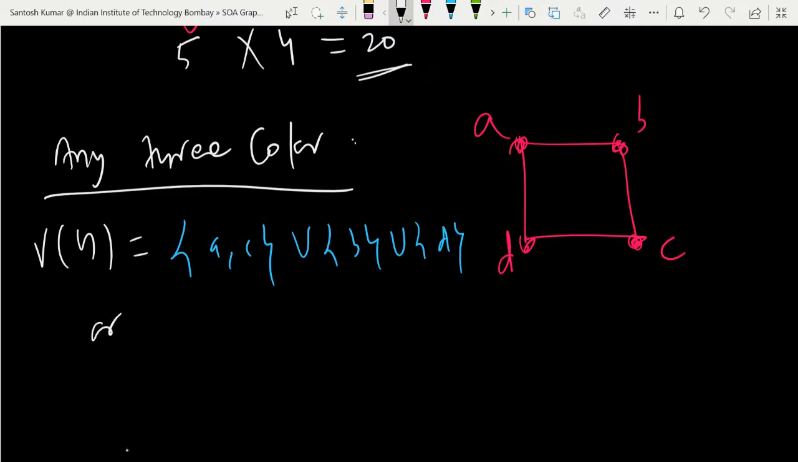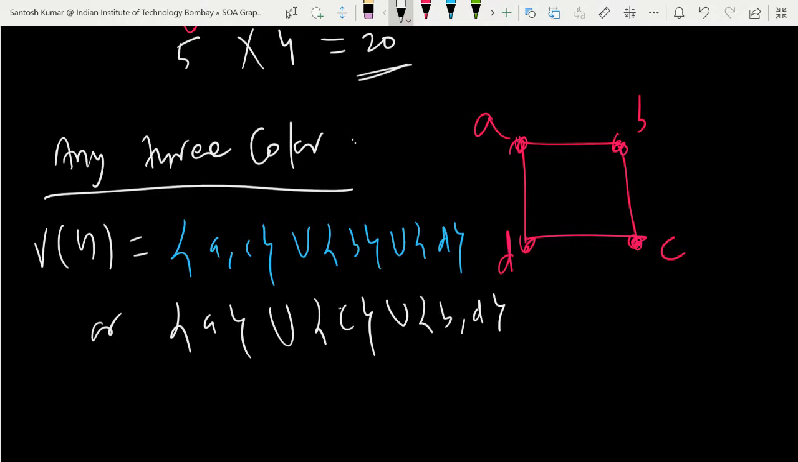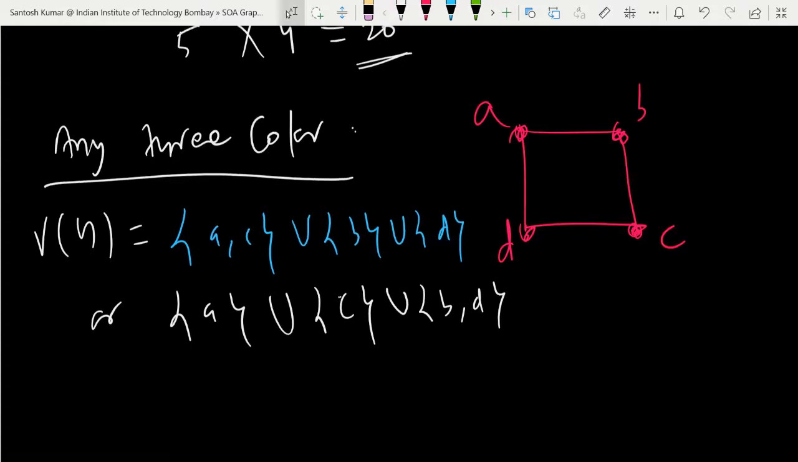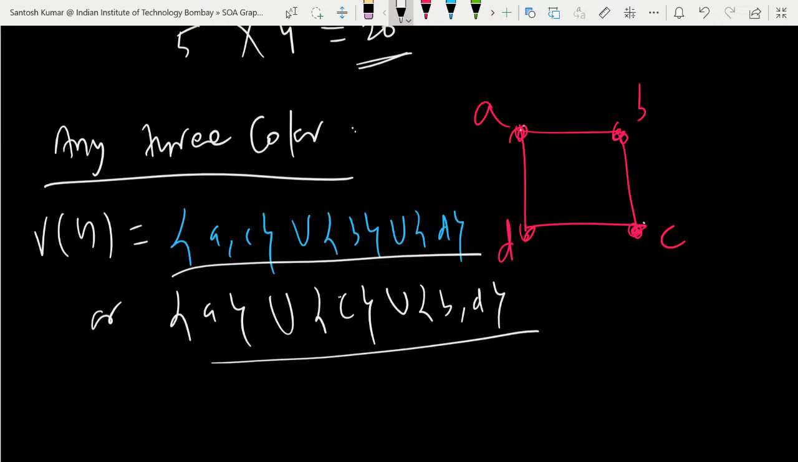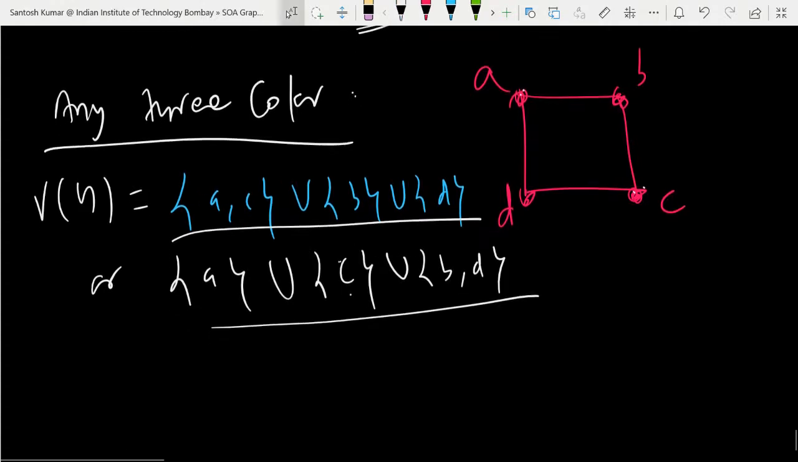Or we have another way also: you can use a single color at A, another color at C, and at B and D you can use the third color. So there are 2 possible ways I have, right? For AC I can give one color, for B I will give a second color, for D I will give a third color. Here for A I will use any one color, for C I will give any other, second color, and for BD I will give the third color. So these 2 partitions can produce a number of proper colorings using exactly 3 colors.